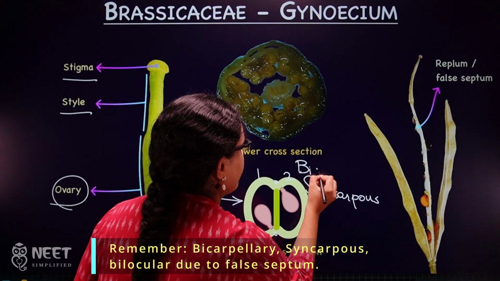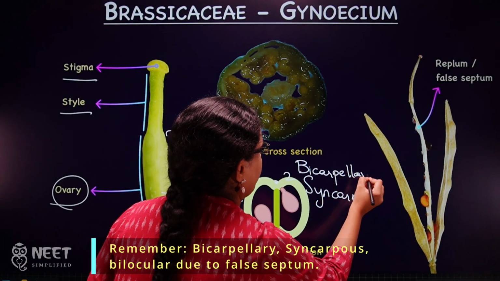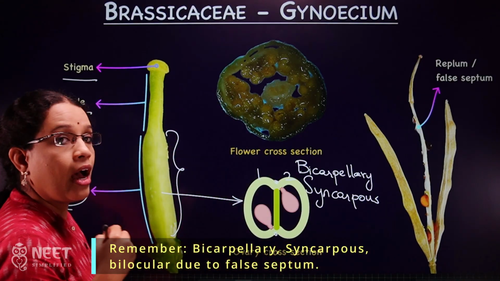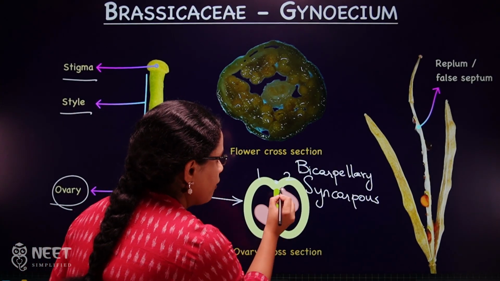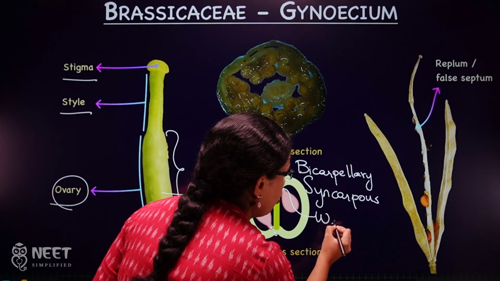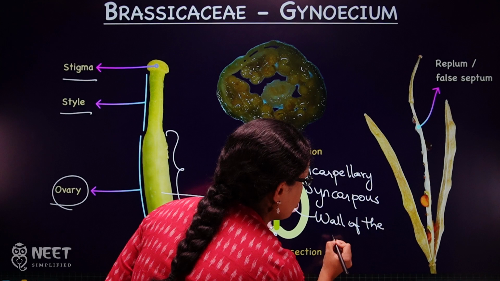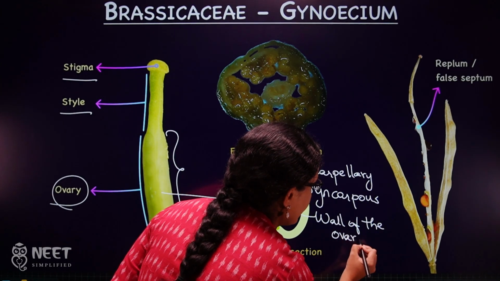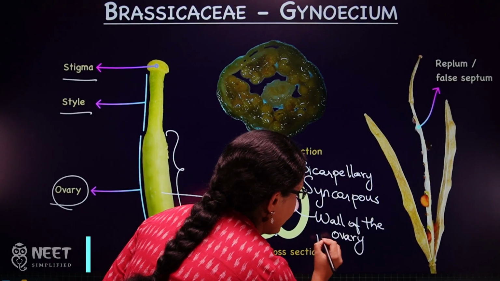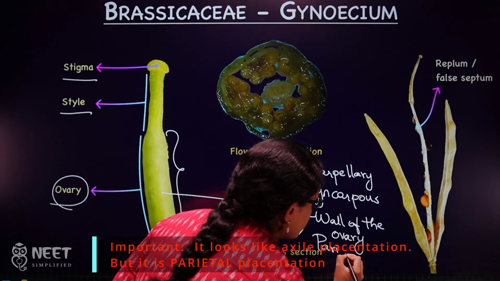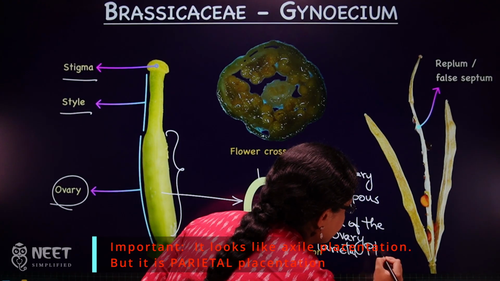Bicarpellary, because there are 2 carpels. Now, coming to the attachment of ovules, you can see 2 ovules over here which are attached to the wall of the ovary. Isn't it? You're seeing that they are attached to the wall of the ovary. Hence, this type of arrangement is called parietal placentation.